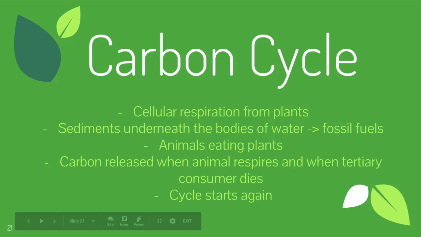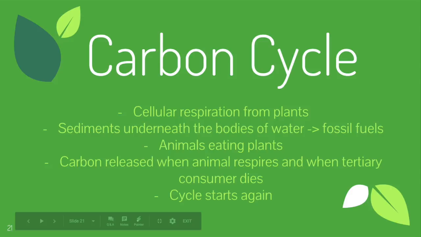When plants in the tropical rainforest respire, die, or burn, the carbon within the plants is released back into the environment. The carbon released into the ground is stored as sediments underneath river, ocean, and lake beds. Over time, the sediment turns into fossil fuels for humans to harvest. In addition, carbon can also be absorbed by animals eating plants.